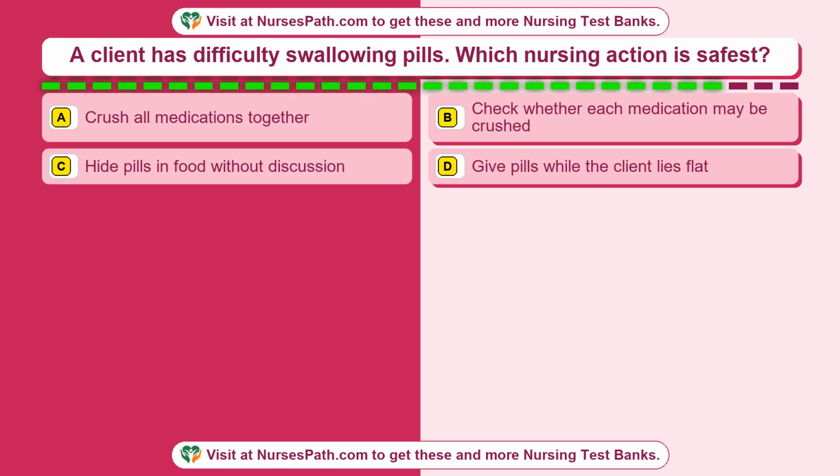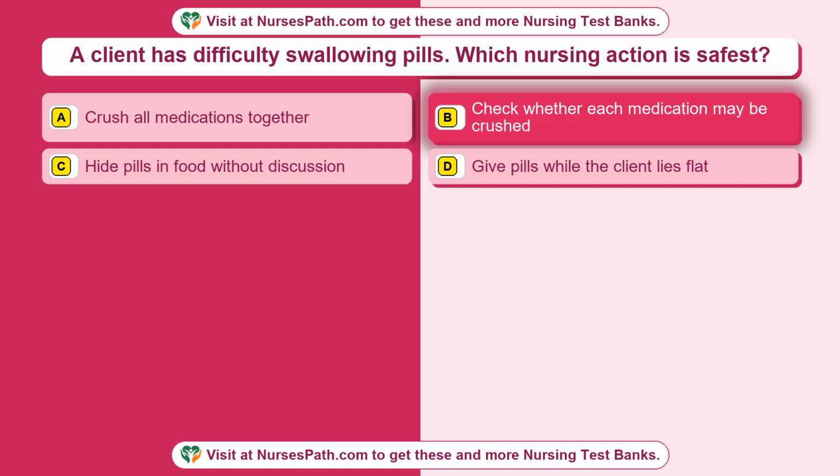Question 11. A client has difficulty swallowing pills. Which nursing action is safest? Option A, crush all medications together. Option B, check whether each medication may be crushed. Option C, hide pills in food without discussion. Option D, give pills while the client lies flat. The correct answer is option B, check whether each medication may be crushed.